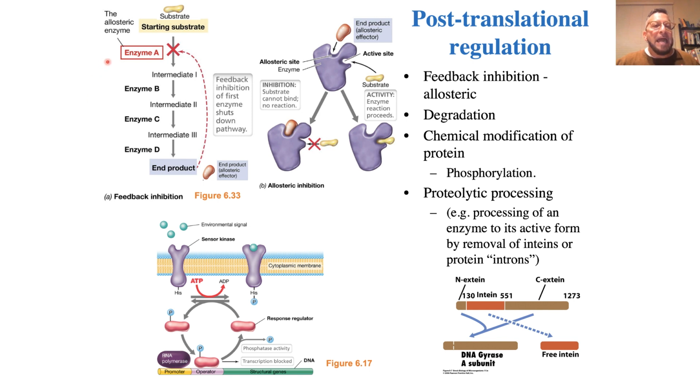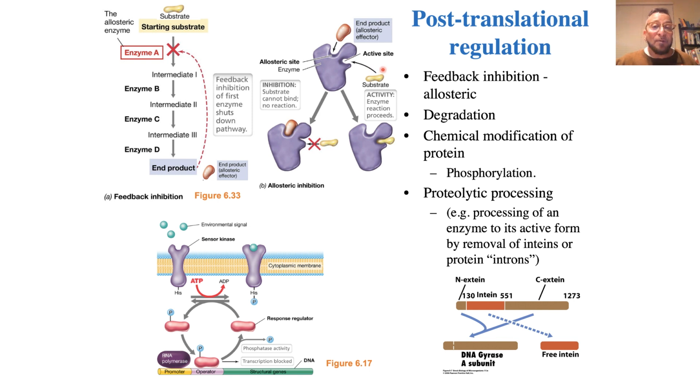Now, enzyme A is an allosteric enzyme, an enzyme that changes conformation when the product made at the end of the reaction inhibits it, and that is illustrated here in the picture to the right. Here we have enzyme A, and it has two binding sites: one binding site that we call the allosteric site, where the end product can bind, and an active site where the substrate can bind.